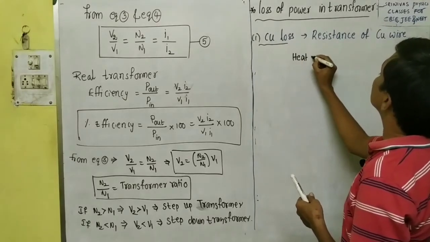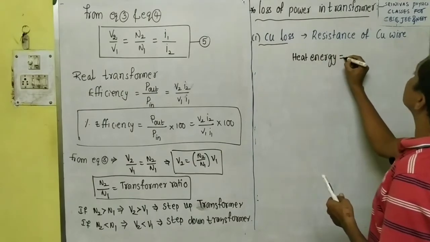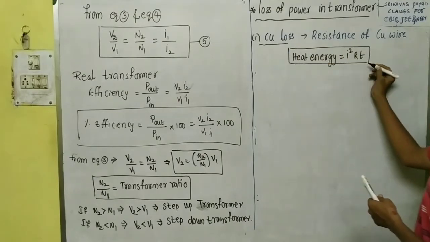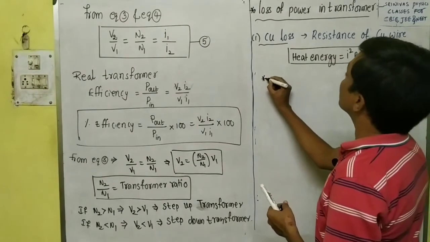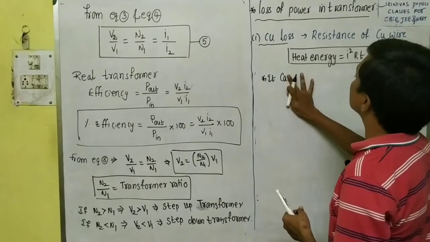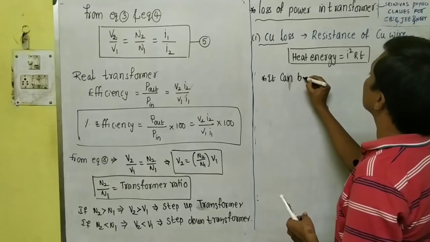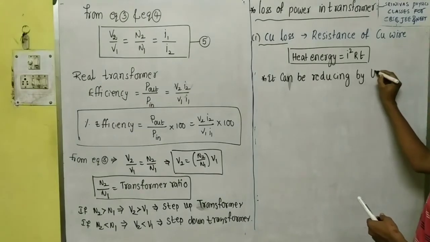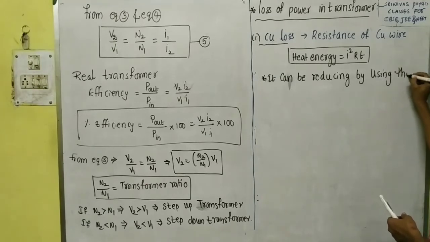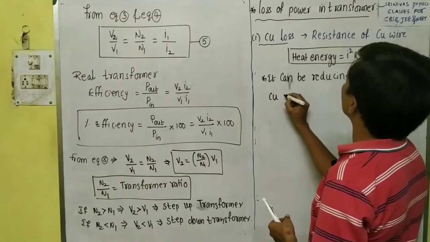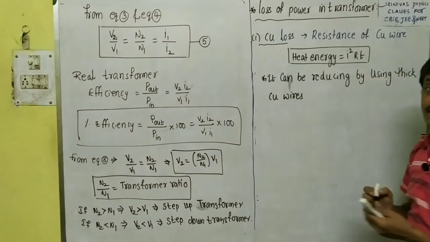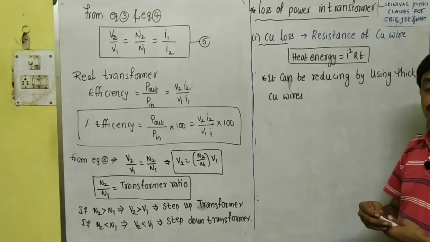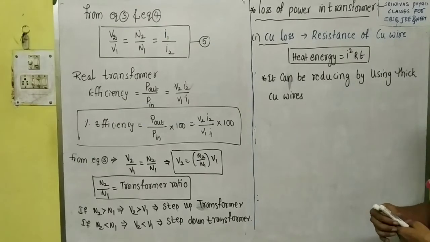The heat energy is equal to I square R T, right? And it can be reduced by using thick copper wires. What happens here is that when the current passes through the winding copper wire, at that moment some energy is lost in the form of heat. That is the copper loss.